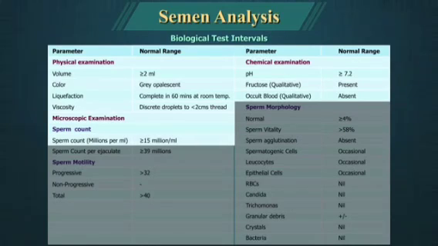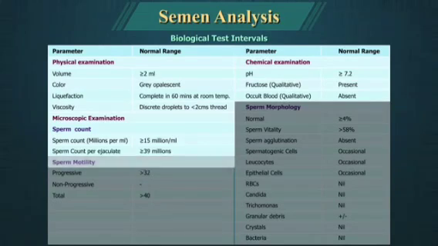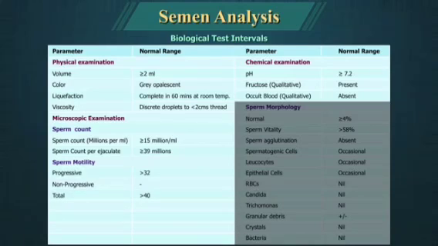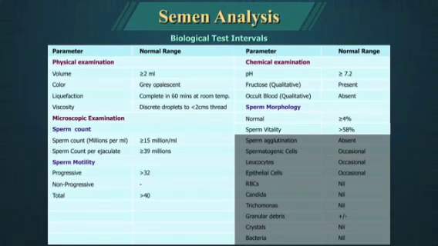The sperm count in millions per ml is more than 15 million per ml and sperm count per ejaculate is more than 39 million. Sperm motility: progressive motility should be more than 32%. Total motility should be more than 40%. The sperm morphology: normal sperms are more than 4%. Sperm vitality more than 58%.